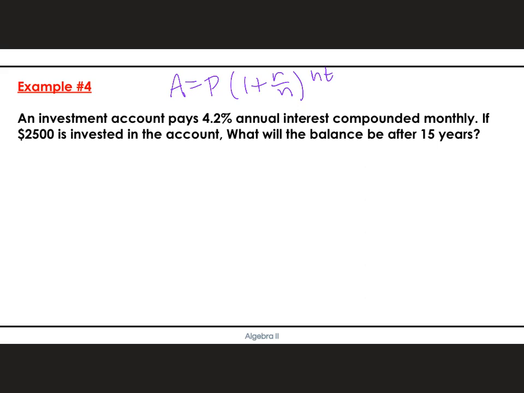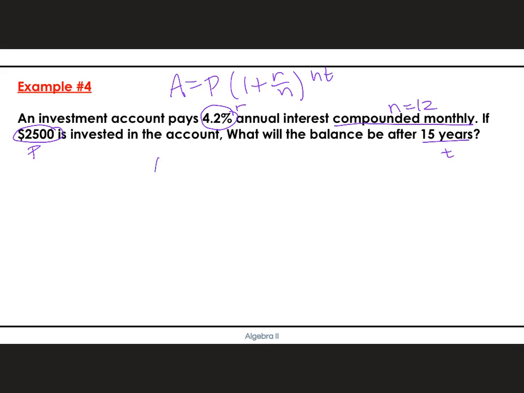So an investment account pays 4.2%. So we know that 4.2% is our rate. The interest is compounded monthly. So if it's compounded monthly, the number of times is 12. If $2,500 is invested, so they're investing $2,500, that's our initial investment. What will be the balance after 15 years? That's going to be our time. So all we need to do is take these numbers and fill it in.